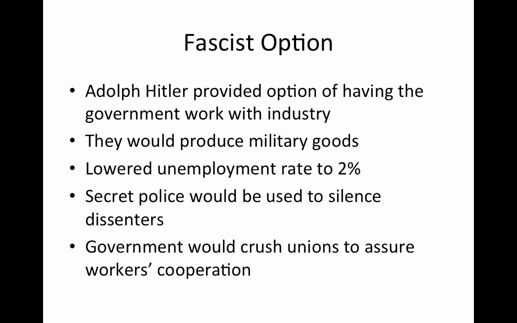While the United States was suffering from anywhere between 19 to 25% unemployment, Adolf Hitler was able to lower the unemployment rate to 2%. Also, he would use secret police that would go out from street corner to street corner, silencing dissenters by either killing them or dragging them into places and beating them into silence. The government also crushed unions, which assured workers' cooperation and less cost of labor.